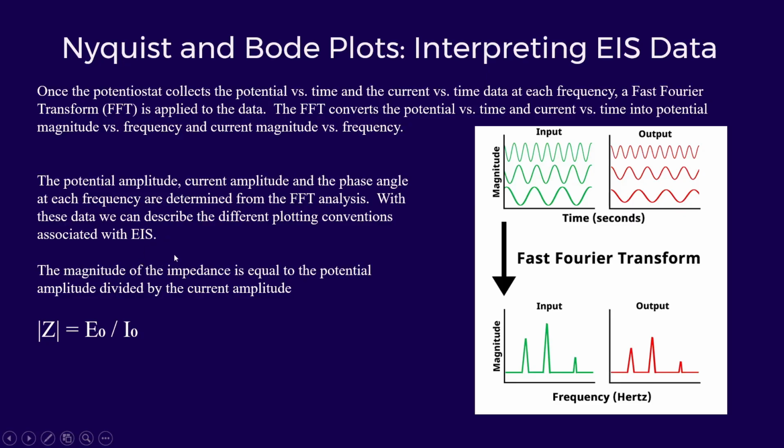The magnitude of the impedance is equal to the potential amplitude divided by the current amplitude. That is, modulus of Z is equal to E naught by I naught.